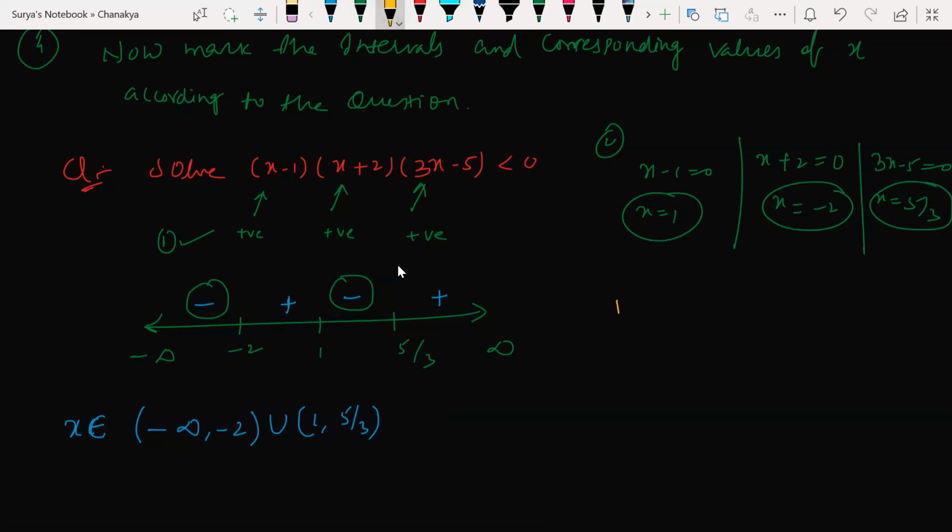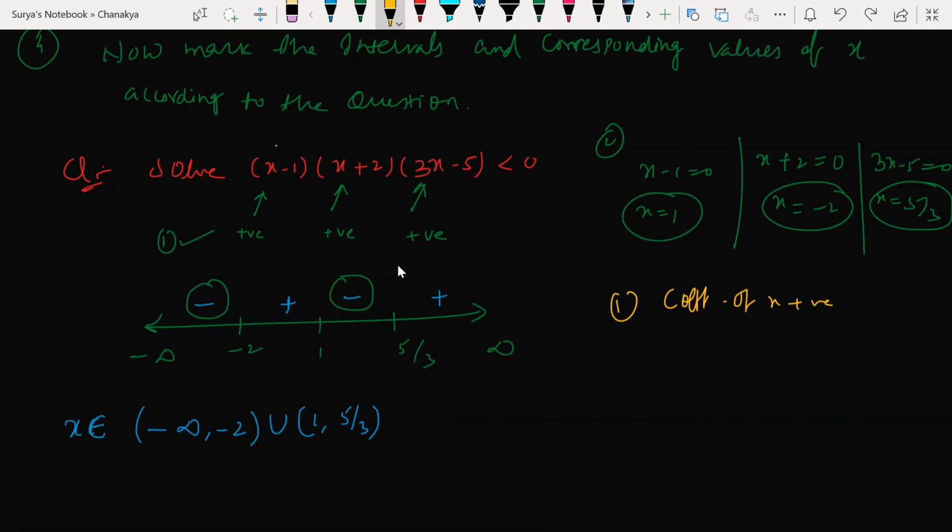First, what was my first step? Coefficient of x is positive. Check. Everywhere positive, positive, positive. Everywhere positive. Perfect. Second step is what?